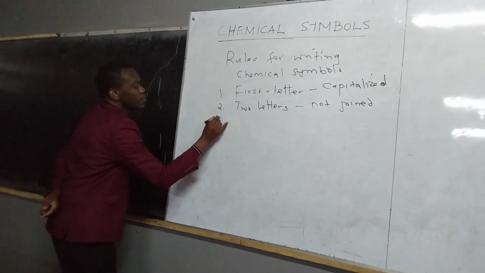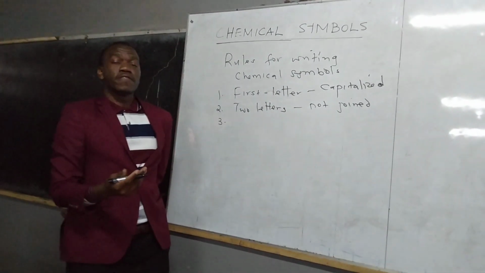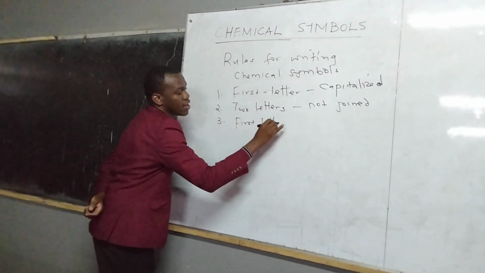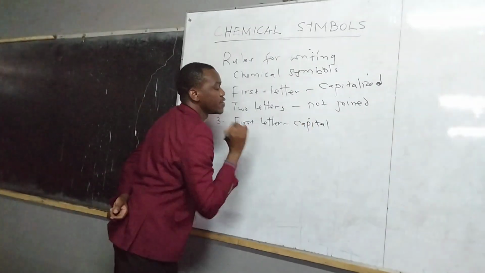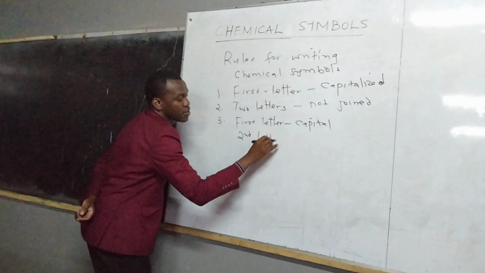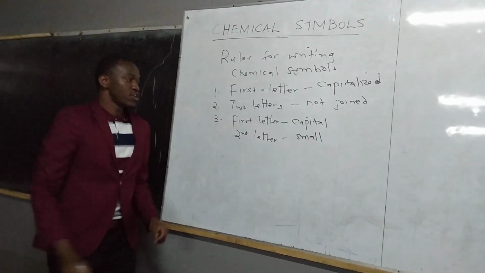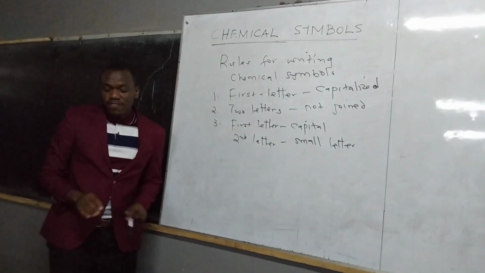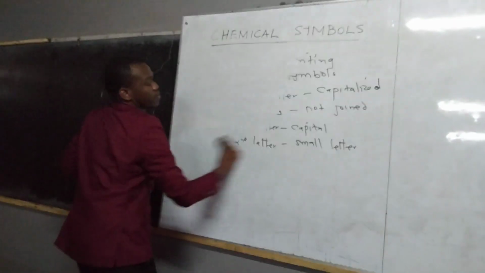And then rule number three: if you have two letters in a chemical symbol, then ensure that the first letter, as we mentioned in rule one, is a capital letter. Then the second letter is a small letter. It should be lowercase. So that's how we ensure that we are writing the correct chemical symbols.